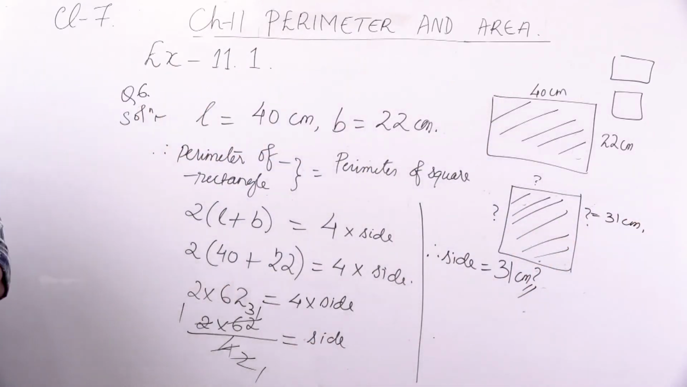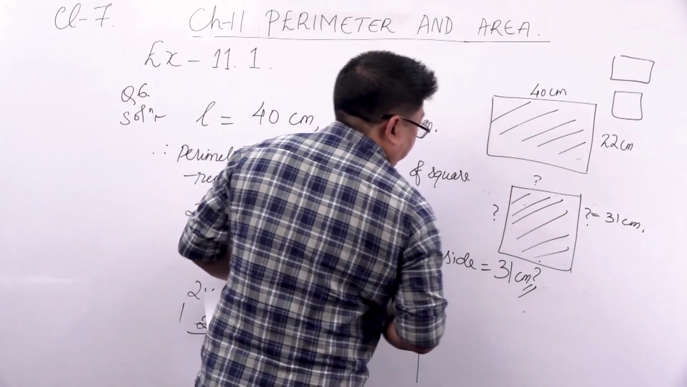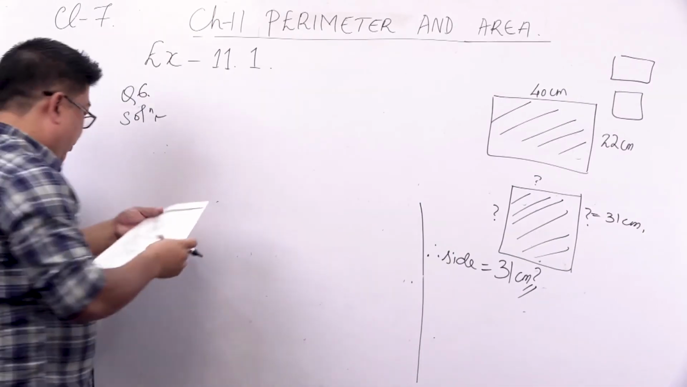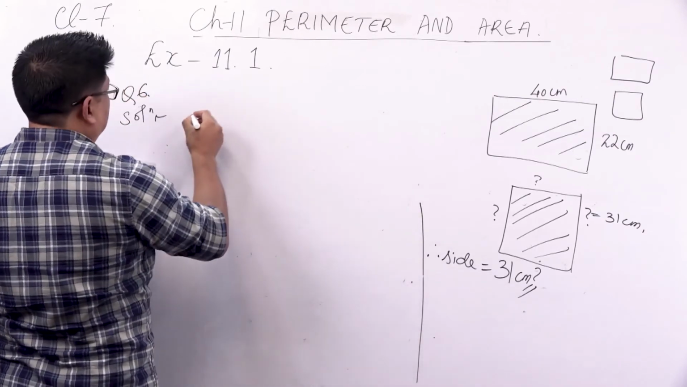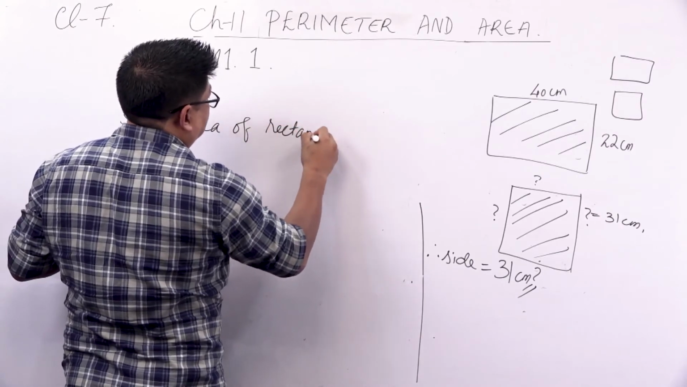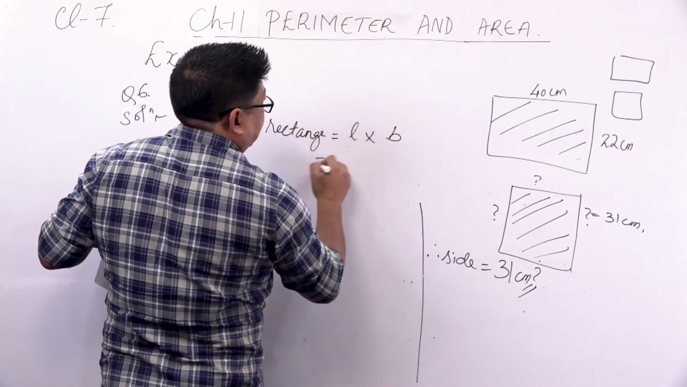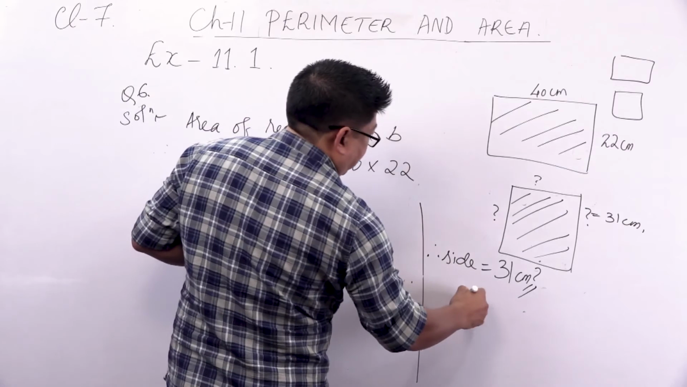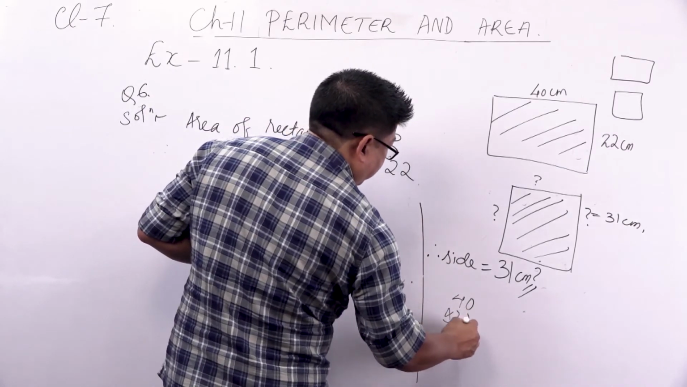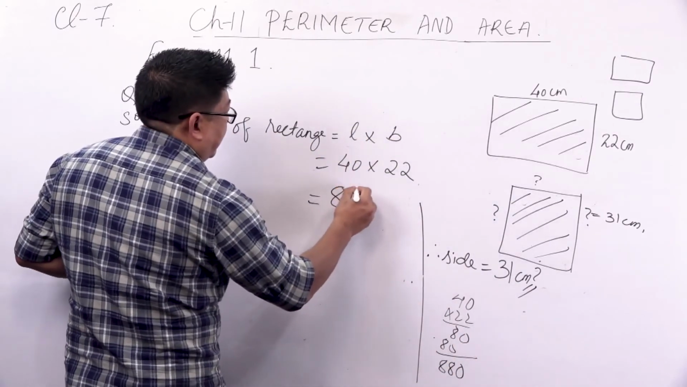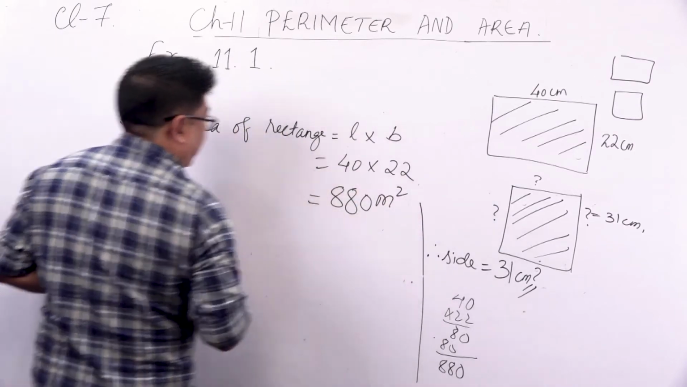So this is the first part. The side is equal to 31 centimeter. Now let's look at the second part of the question. Area of rectangle is equal to length into breadth. It is 40 into 22. When you multiply 40 into 22, you're getting 880. That means 880 meter square.